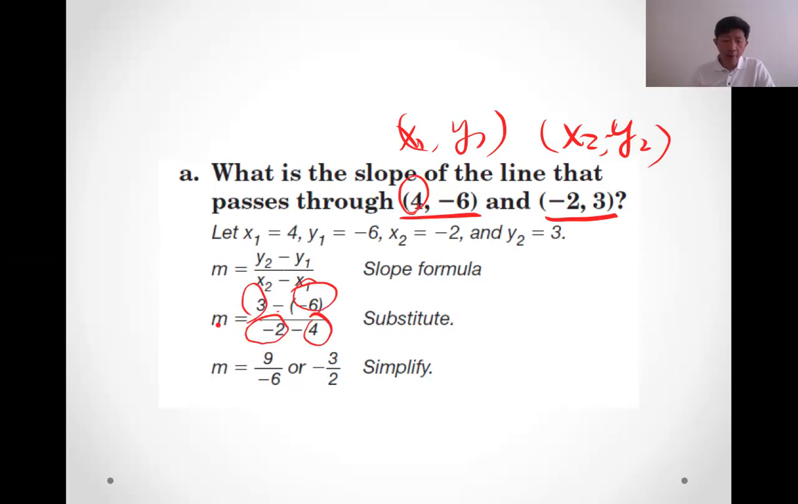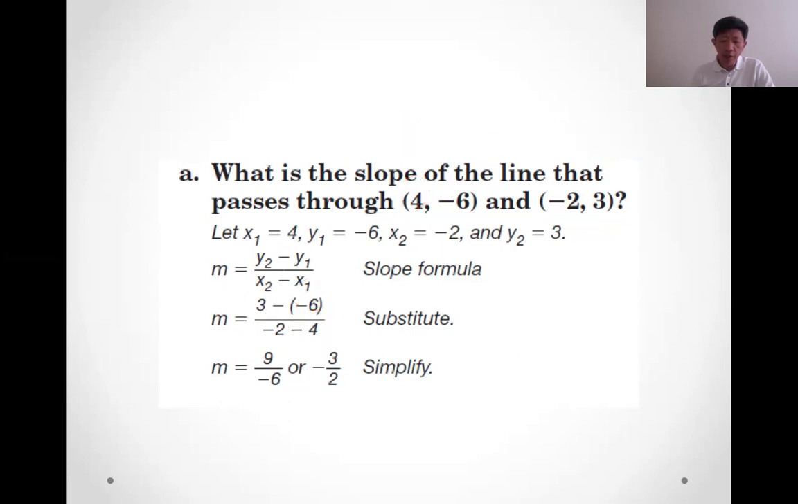Now we simplify it. We get 9 all over -6. So 9 over -6, we have to simplify, so the final answer is -3/2, right? So actually, this is the slope, okay?